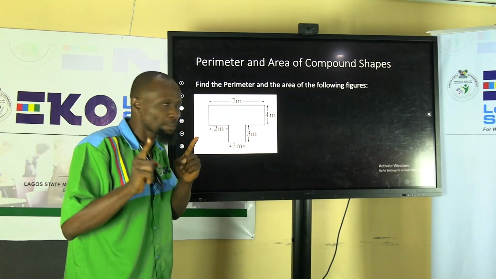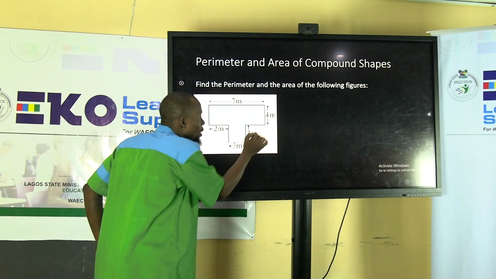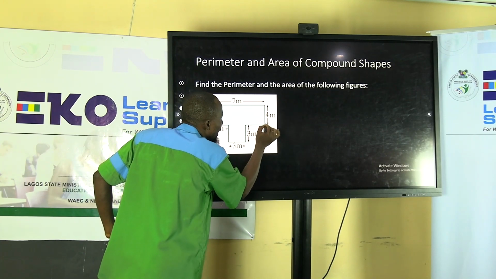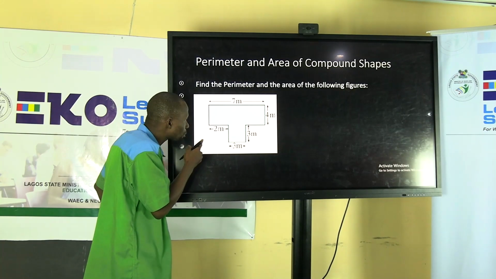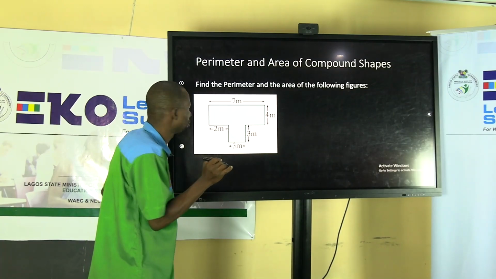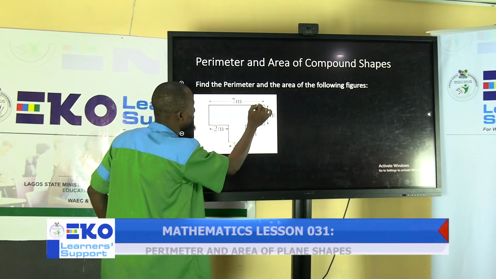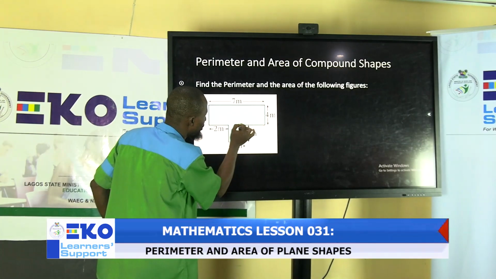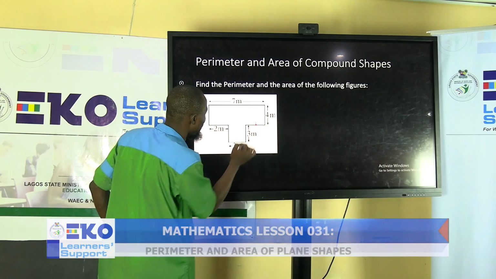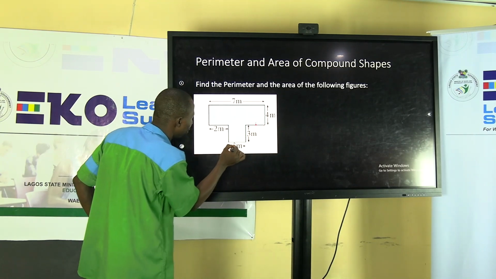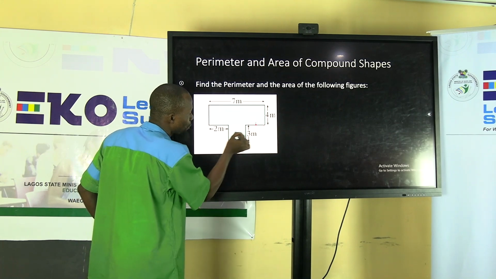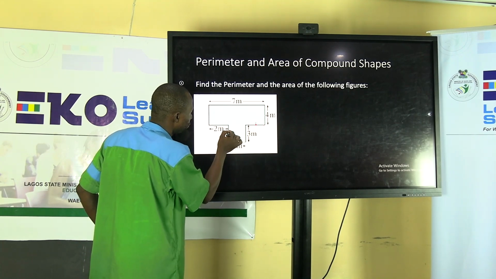Just use the concept. Perimeter means total length round an object. So it means we want to add all the lengths together. But before we do that, let's be sure that all the lengths are given. So let's say this is 7 meter, this is 4 meter. This, yes, I've not seen this. Take note of that. This is 3, this is 3. These opposites are equal. Opposite sides are equal and parallel. So this is 3.